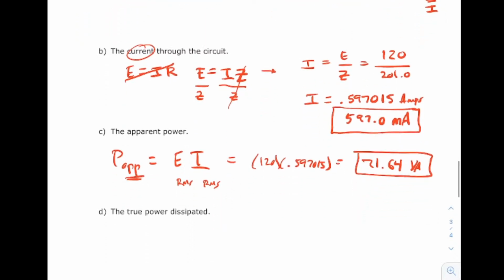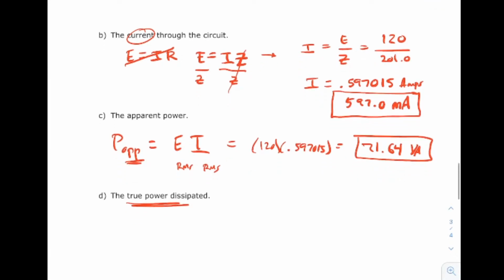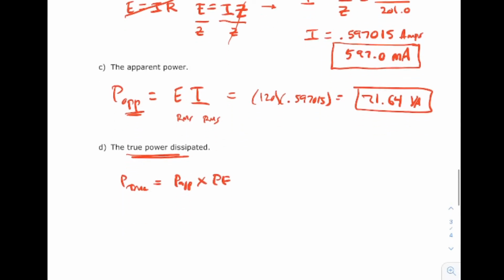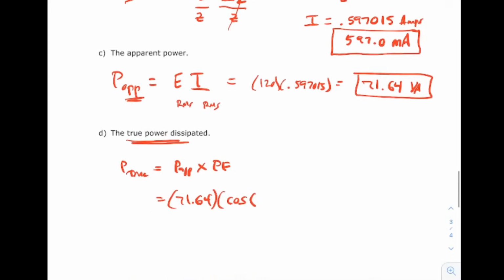That's good. And then to find the true power, this is where we're going to have some fun. Let's use our new formula. The true power is the apparent power times what's called the power factor, which is in effect the cosine of the phase angle. So take the 71.64 volt amps that I got for part C and multiply it by the cosine of the phase angle, which was 5.71 degrees. 71.64 times cosine 5.71 degrees is something like 71.29. And these are watts because it's true power dissipated.